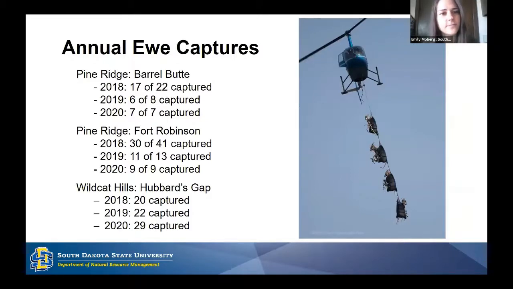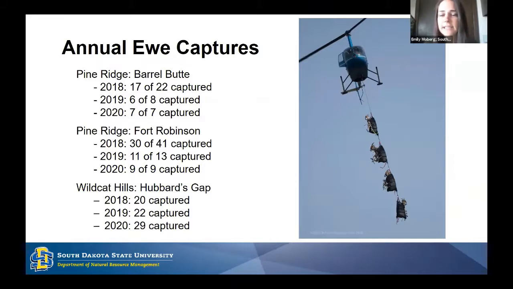Since, I guess, February of 2017, Nebraska Game and Parks has been conducting annual ewe captures. In 2017, they only caught ewes in the north, in the Pine Ridge. But then in 2018, we expanded to Hubbard's Gap. So you can kind of see here how many we were capturing in the total population.